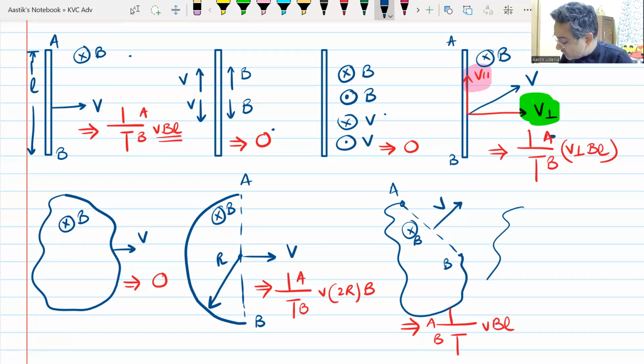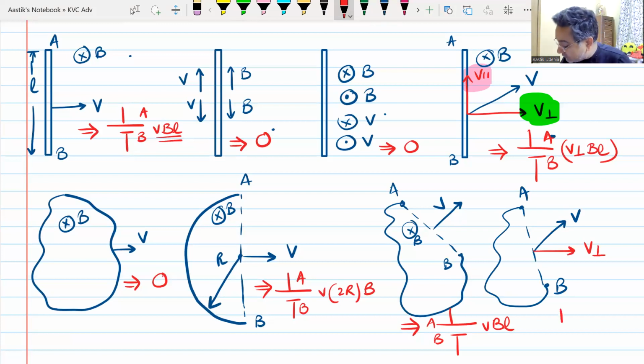Now I make the most general case. In the most general case, the loop is like this, and the velocity is not perpendicular. So I can break it up into two components, V perpendicular and V parallel. I can replace this by V perpendicular B into L. Have we understood what I have done here? Yes or no? Yes, sir.